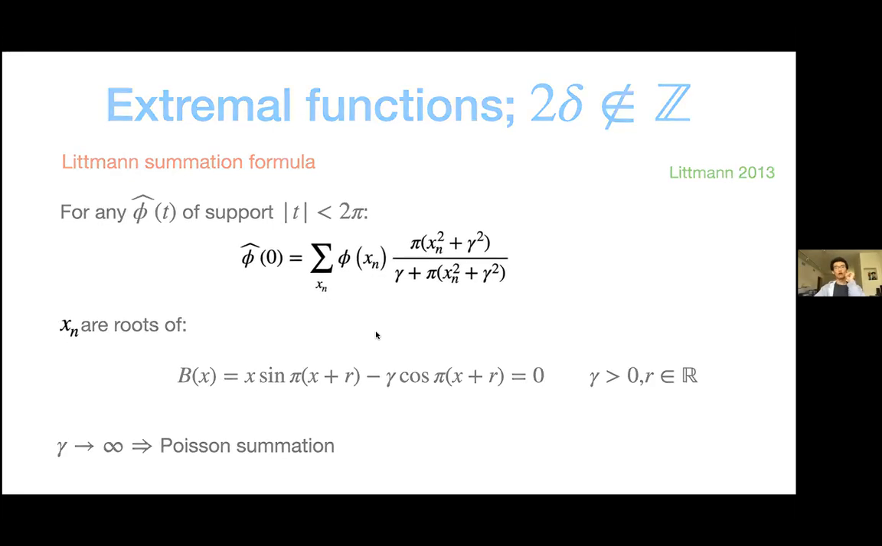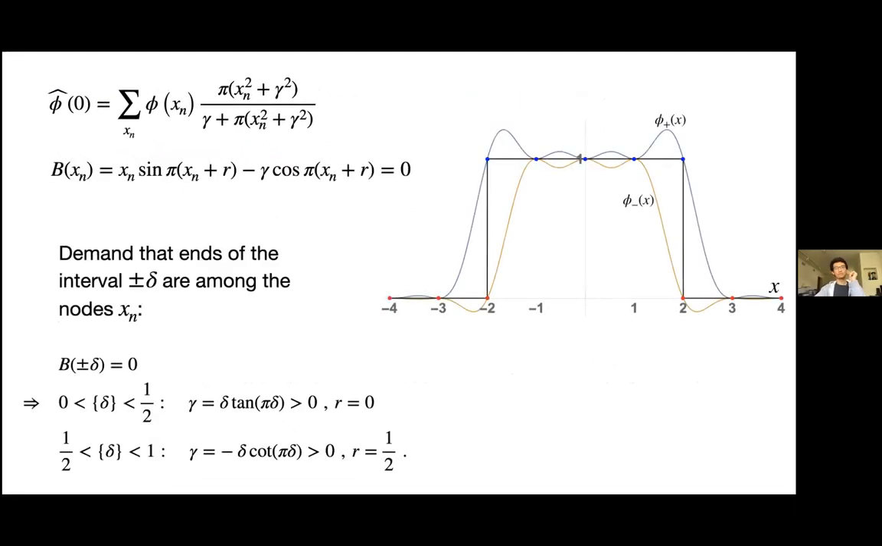For our purposes, the rest is very similar to what I discussed before. But one thing we need to do, to find optimal bounds, is that we want these points plus minus small delta to be among these nodes xn over which we sum.